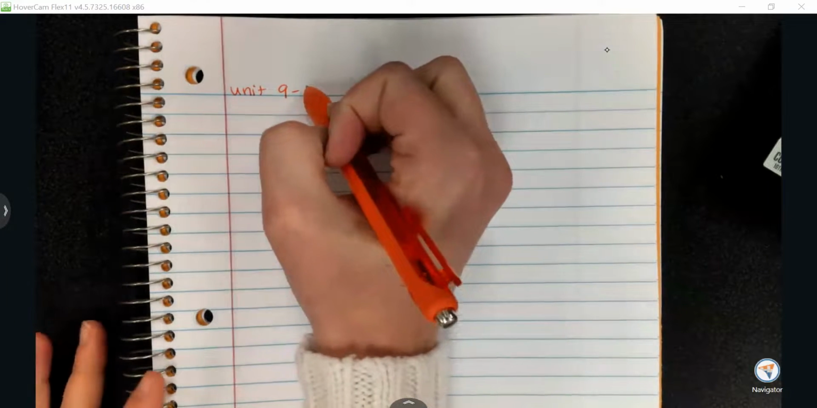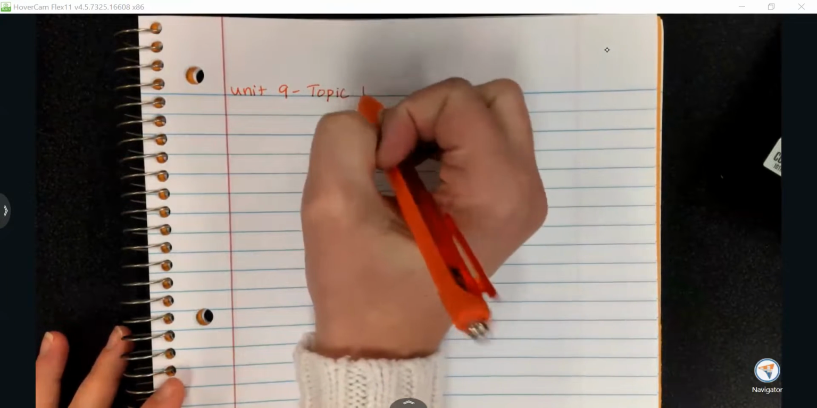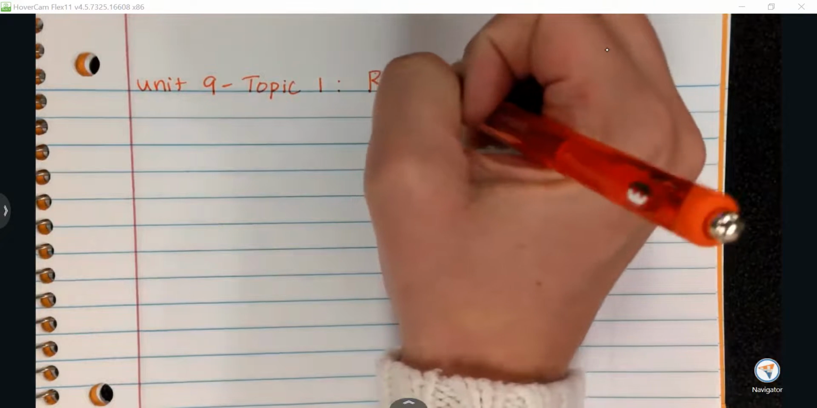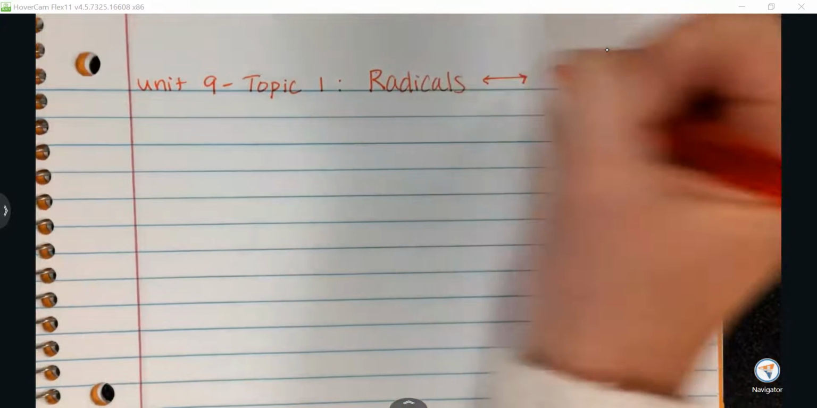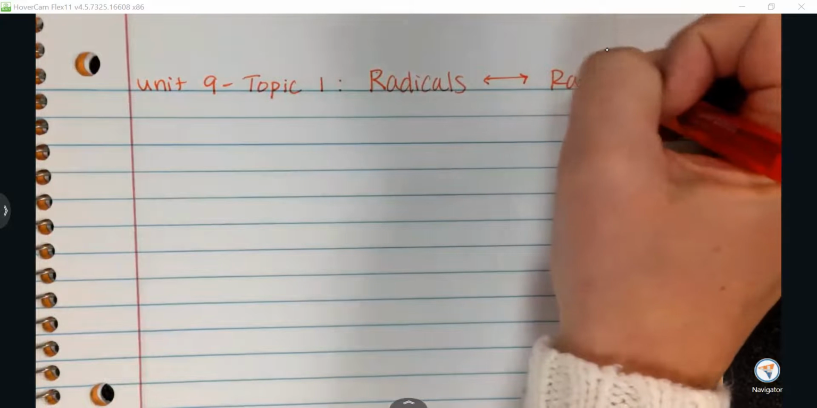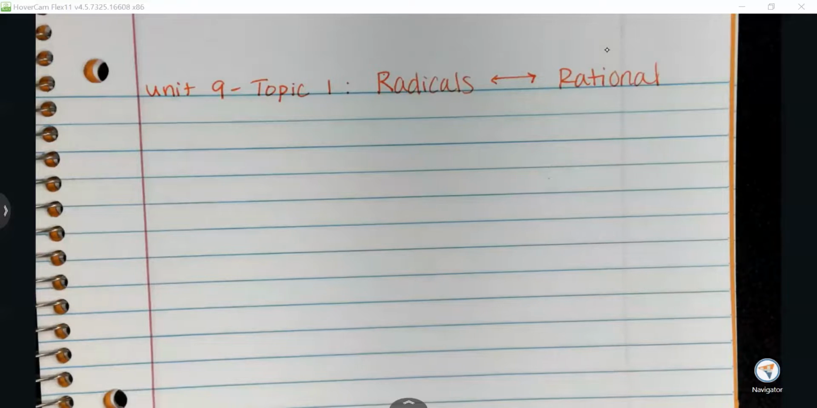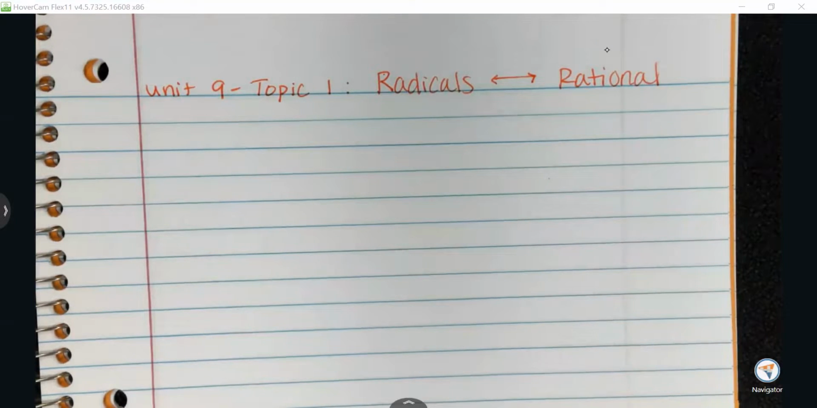All right, Unit 9 today, because remember we skipped Unit 9, so we're coming back to Unit 9, Topic 1. Topic 1 is going to be called, we're going to just abbreviate, radicals, and we're going to draw arrows to rationals. I'll explain what it means. All we are doing is rewriting a problem from a radical to a rational. We have to know what those words mean.